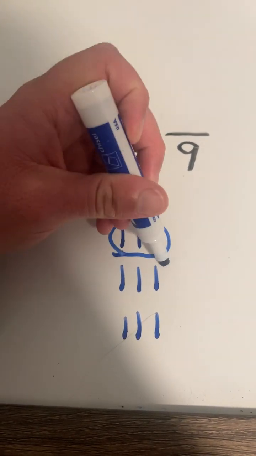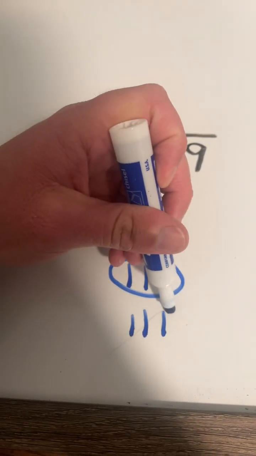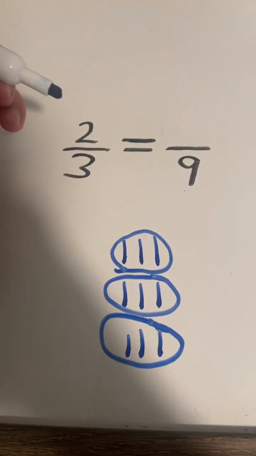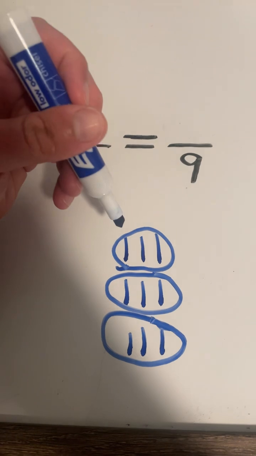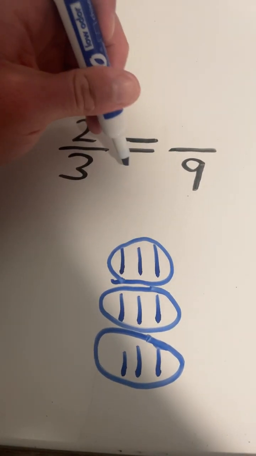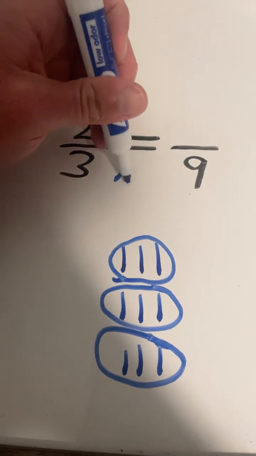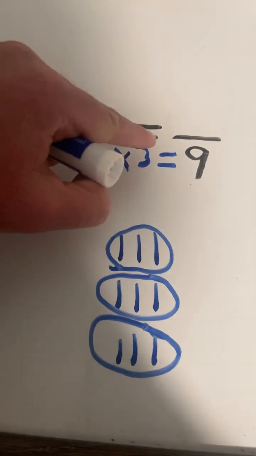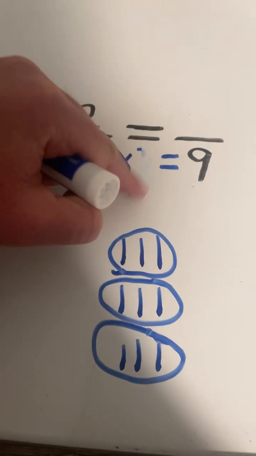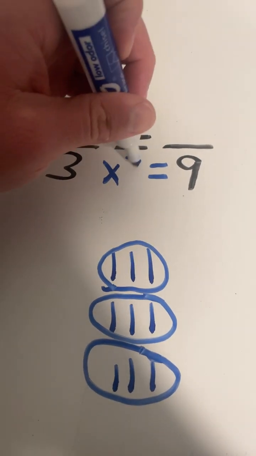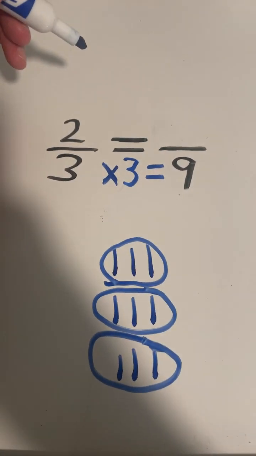1, 2, 3. So I was able to get 3 groups of 3 within 9, so 3 times 3 is what equals 9. Let me make my 3 a little bit neater, because I want all of you students to make your 3s neater than that. 3 times 3 equals 9.